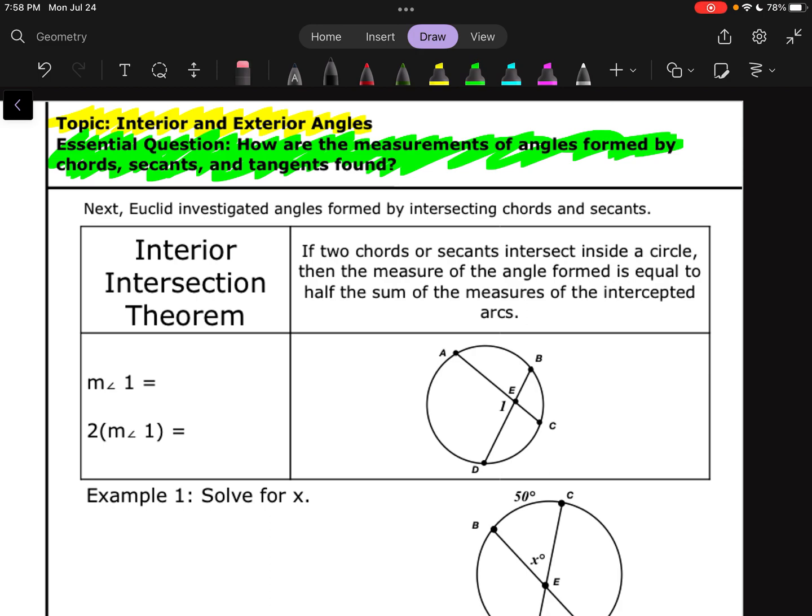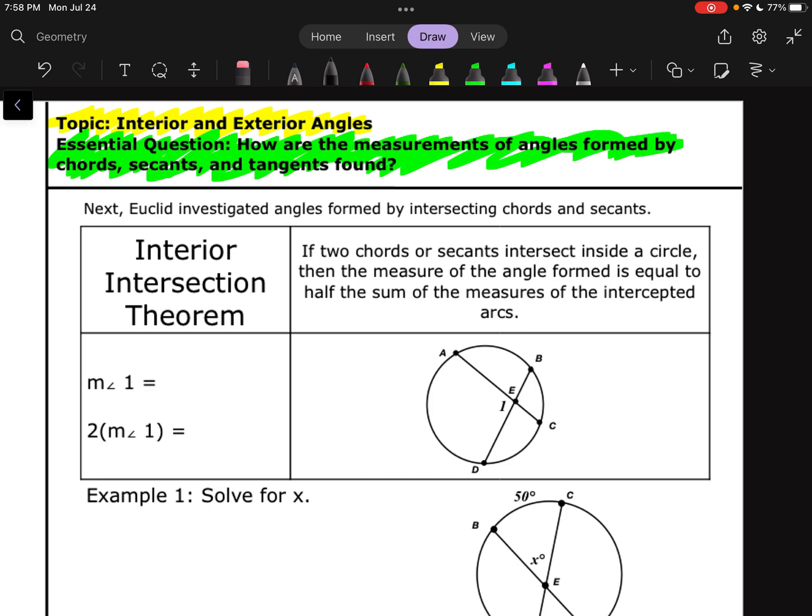A little background information. Our guy Euclid investigated angles formed by intersecting chords and secants. Euclid, the father of geometry, of course. So let's see what his first little theorem said. It's the interior intersection theorem. If two chords or secants intersect inside a circle, then the measure of the angle formed is equal to half the sum of the measures of the intersected arcs.